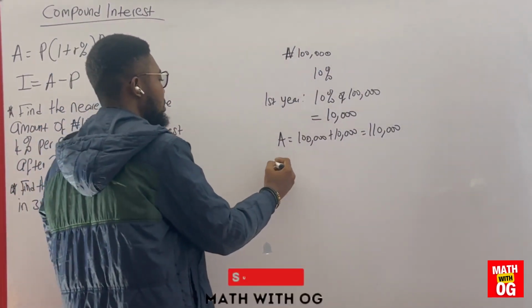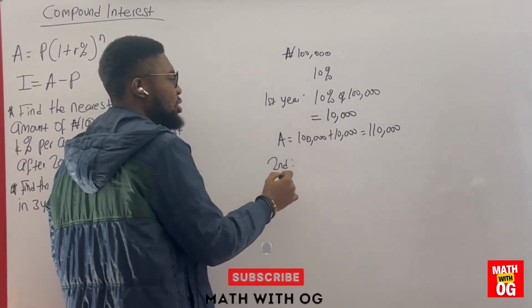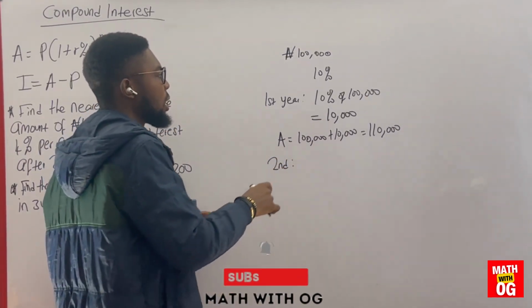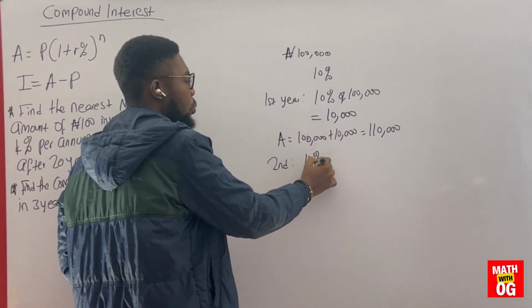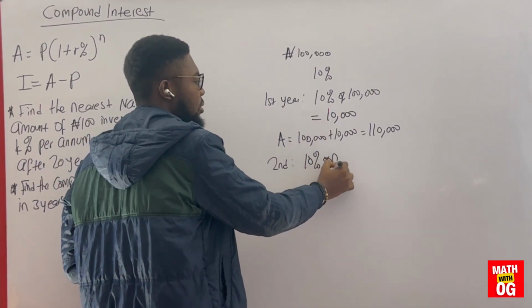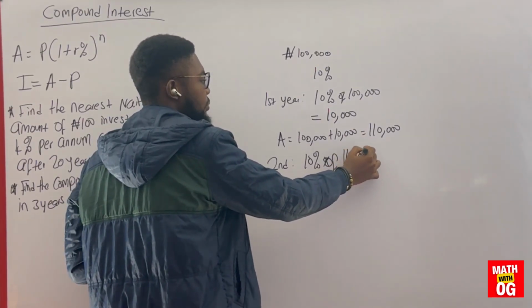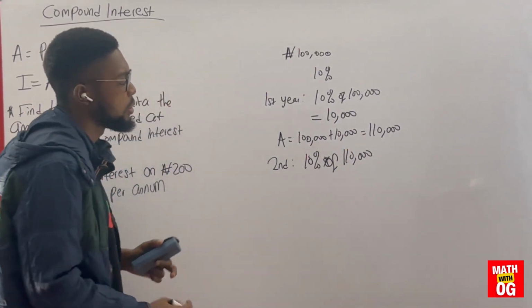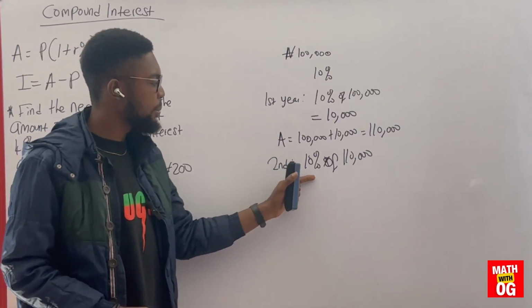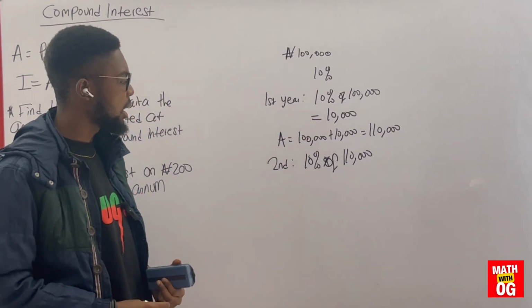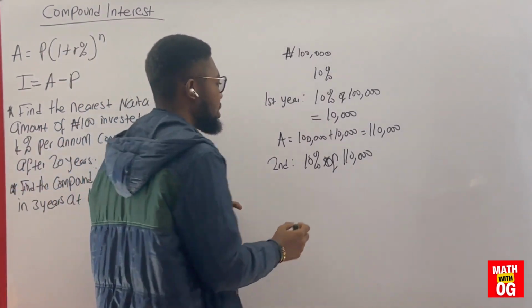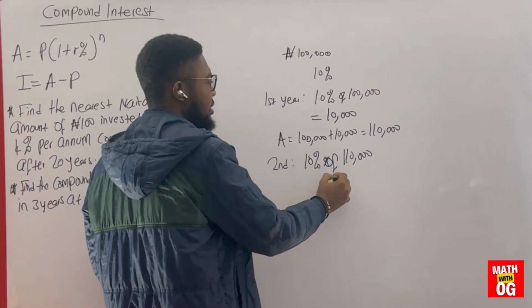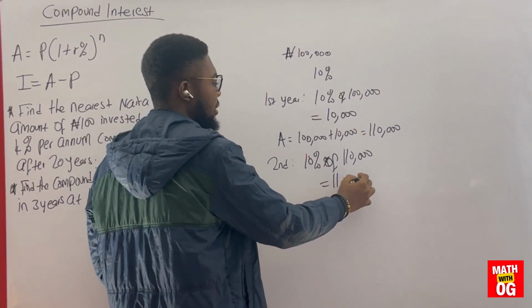So for my second year, if I'm to look for my interest for the second year, I will no longer work with 100,000 as my principal. I will now work with 110,000 as my principal. 10% of 110,000. So if I do my math correctly, this will give us 11,000 naira. So my interest at the end of the second year is equal to 11,000.